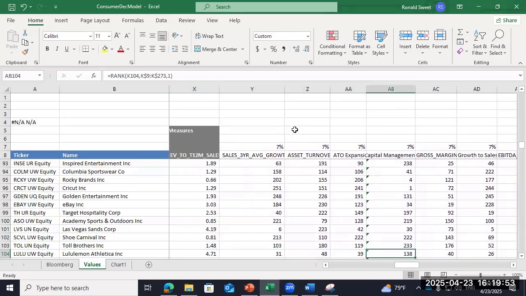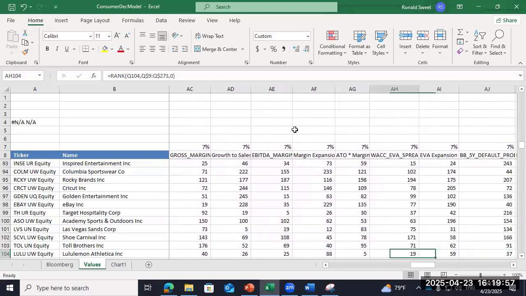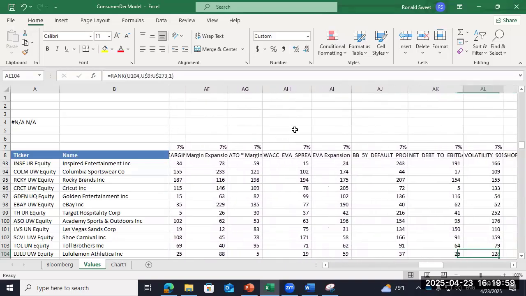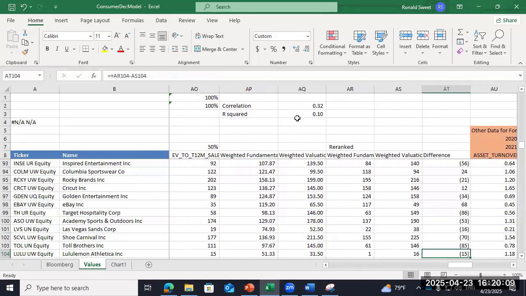31st on sales. You can see they didn't do too well on capital management. They did really well on the return on assets. Pretty good debt. In fact, Lululemon really doesn't have debt, so that's why they score so well on that. Their stock's a little volatile, but now when I do that, I get a correlation of 0.32 or an R squared of 10%. That's pretty pathetic.